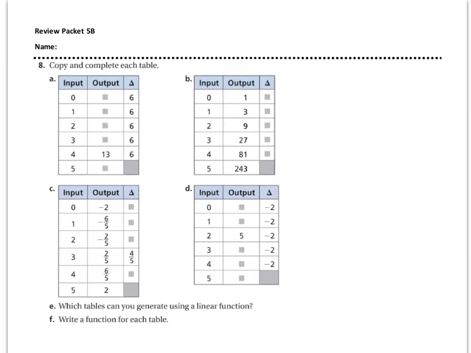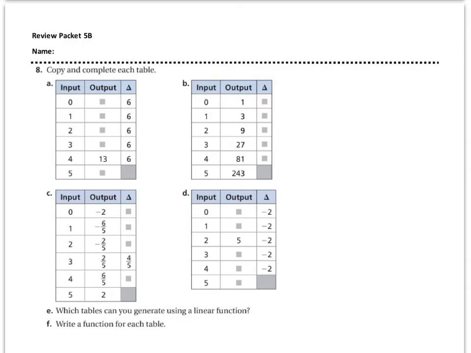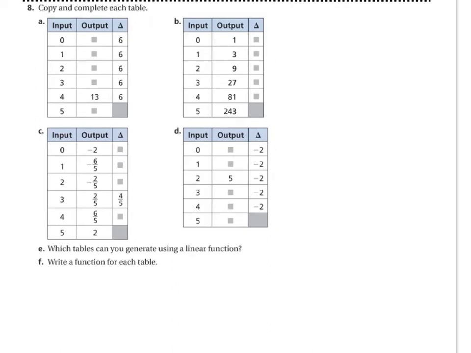Then write the right function for each table. So that's the second part of it. That means, what's the relationship? Find the pattern between input and output, and then write out the rule. And if you can, write it out as an equation. That's more professional, or write it in words.